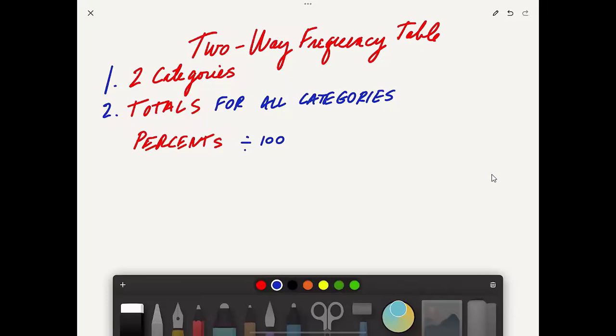I want to go through a couple examples of how to solve two-way frequency tables. This is one of the concepts that you'll see on the Regents. Once you see a couple of them, they're not too terribly difficult, at least the ones where they give you the numbers.